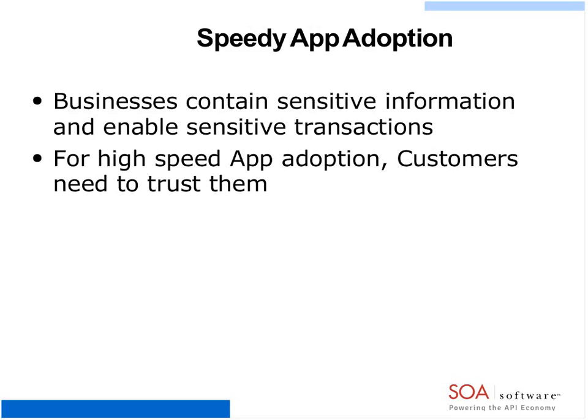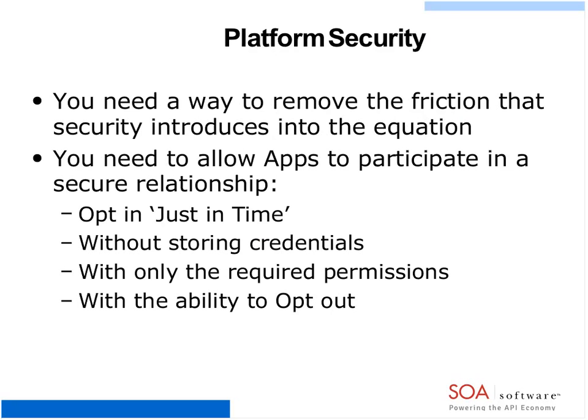Customers need to trust your applications. So what that boils down to is that sensitive information and those sensitive transactions have to be controlled and managed by the customer, and the customer needs to feel that that trust is respected and that trust is earned. So generally, you need a way to remove that friction. Everything about trust and everything about bogging people down in business processes amounts to friction. And you need to reduce or remove that friction that security and privacy and confidentiality introduces into the equation.